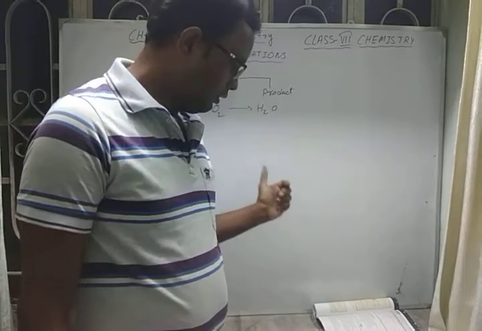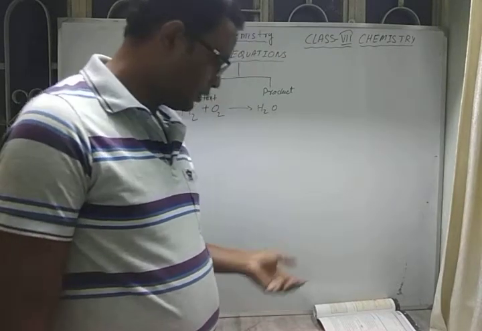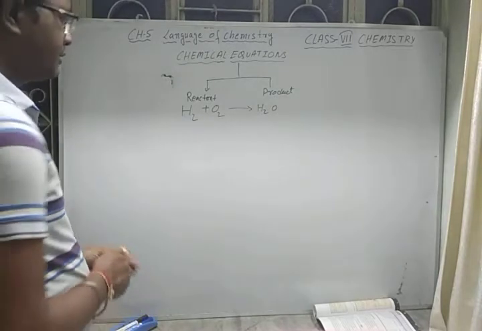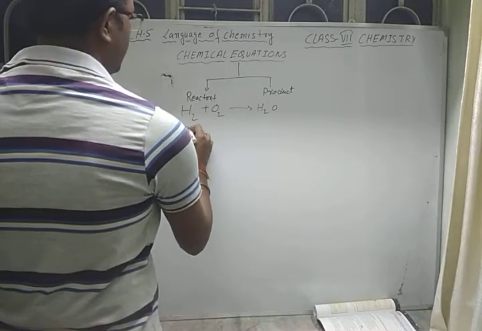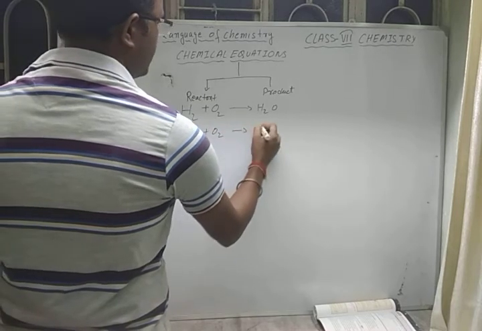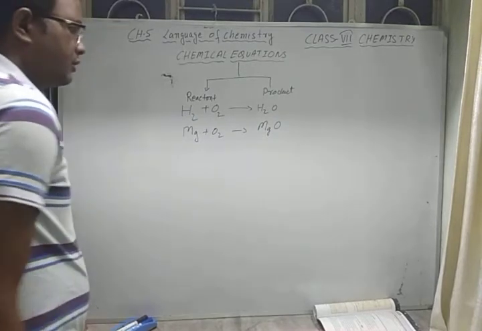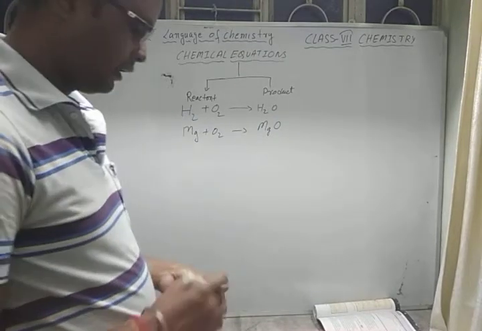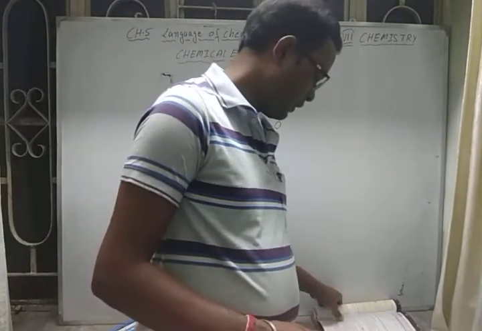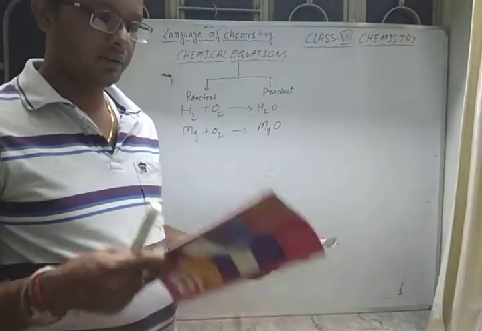Now, regarding this, we can write some more examples. Suppose magnesium, Mg plus O2 gives MgO, like this. So this is also a chemical equation whose two parts are there, the reactant and product parts.